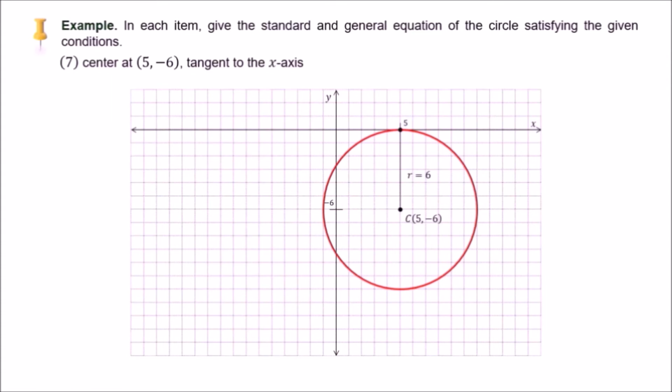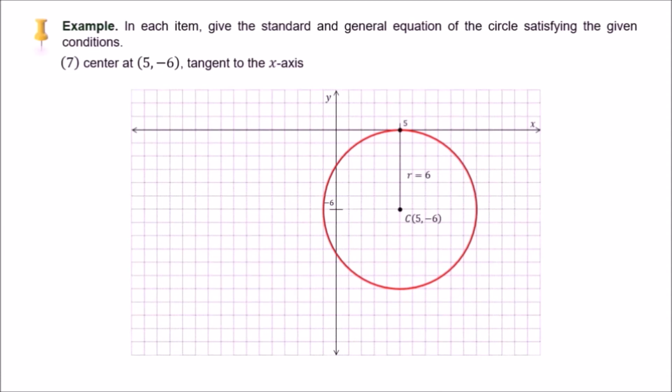Number 7. Center at (5, -6), tangent to the x-axis. As before, we need to find the radius of this circle in order to arrive at the standard and general equation. We can see from the figure that since the graph of the circle is tangent to the x-axis, the graph should be touching the x-axis at exactly one point.